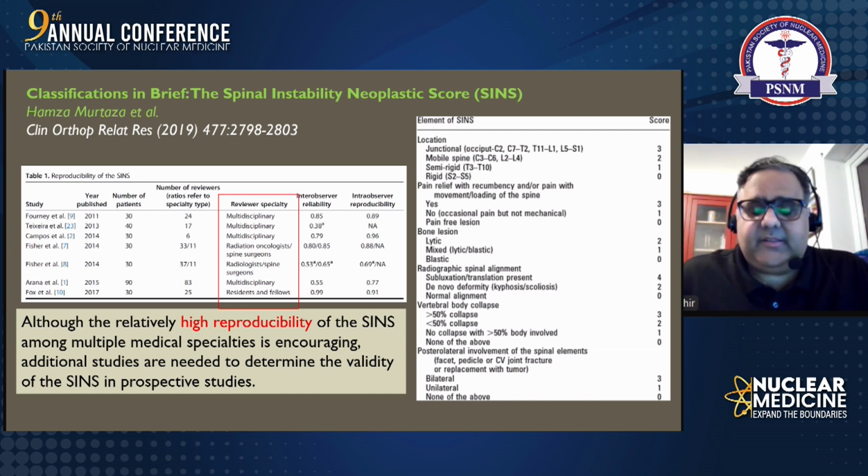Bone metastases happen in all malignancies, so there's variation in the presentation and the lesion characterization. They have tried to come up with scoring systems which can be applied to most, if not all.